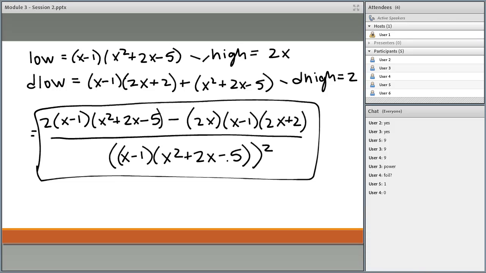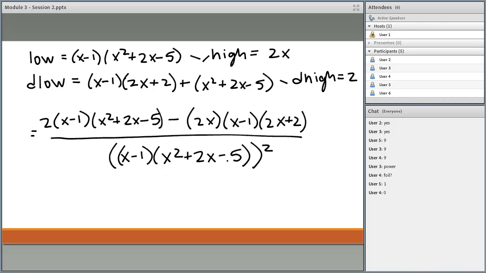I just realized part of my numerator got left off by accident. Sorry about that. This part here accidentally got left off. So I distributed, so I did 2x times x minus 1, 2x plus 2, and I didn't notice that was there. So I just added that in. Sorry for any confusion.